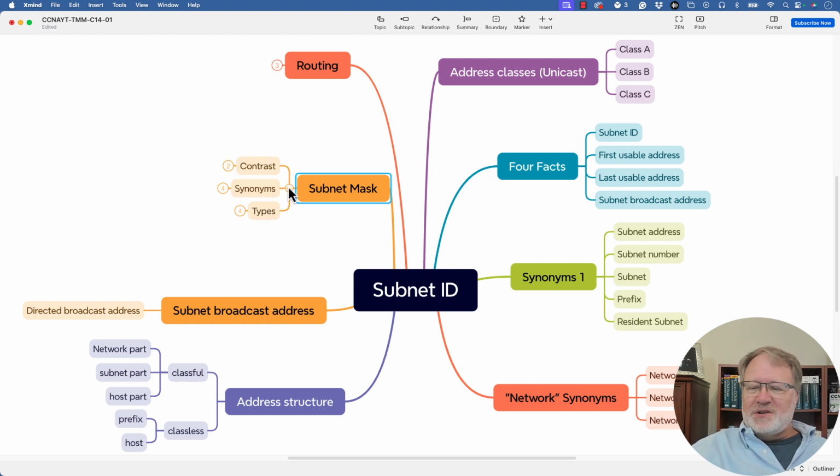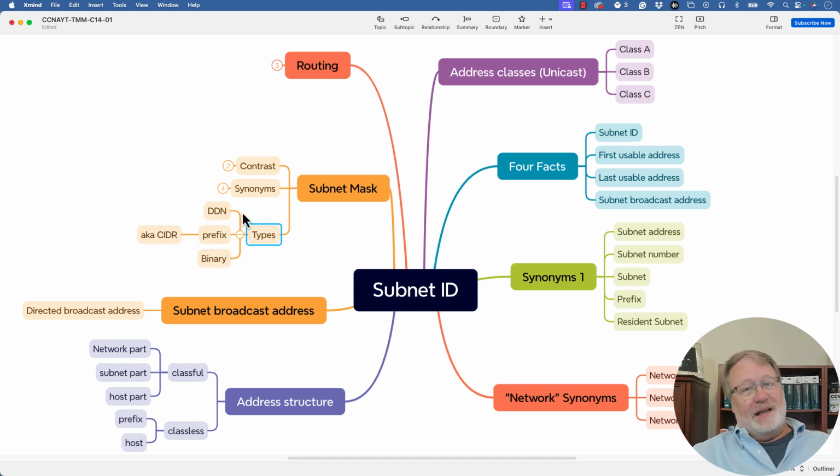So we have this term, subnet mask, and I organize things as I always do in these mind map exercises where it's like, hey, these 3 things go together, but I got to put a label on it to get my head around it. So these are the labels rather than terms here, contrast, synonyms, and types. So what do I mean by types? Well, there's a dotted decimal mask, there's a prefix style mask, and a binary mask, right? So we've got those. In the prefix style mask, some people refer to those as CIDR masks because that's the RFC that first popularized the use of the prefix style mask.